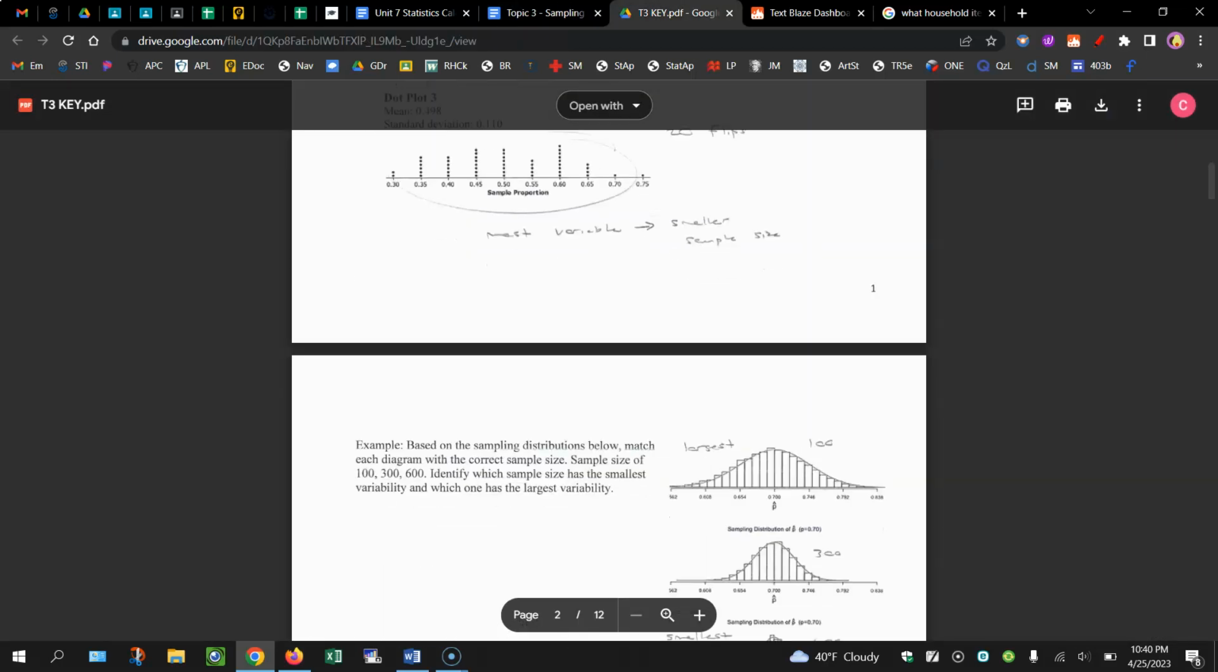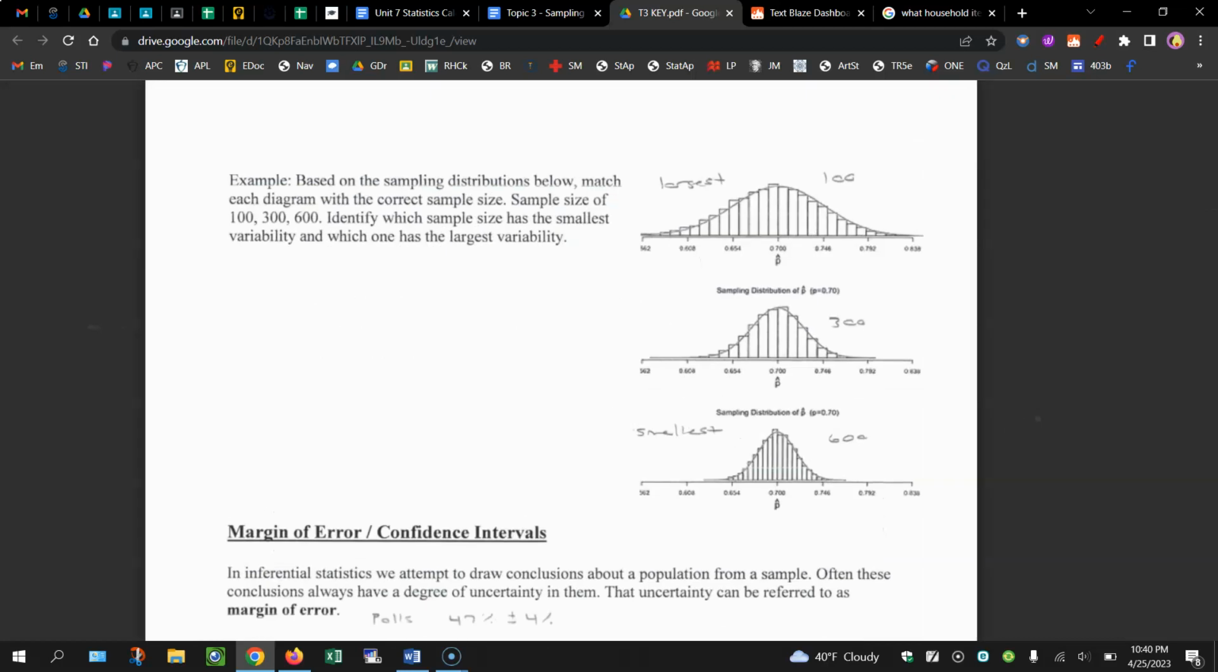Okay, so on the top of page 2, you're looking at the top distribution having the largest amount of variability. So the sample size is going to be the smallest. The bottom distribution has the least amount of variability, so it's going to have the largest sample size. So this is going to have a sample size of 600. This one here that goes from 0.6 to 0.79 is going to have the middle sized sample at 300. And this one that has the most variability is going to have the small sample size at 100.